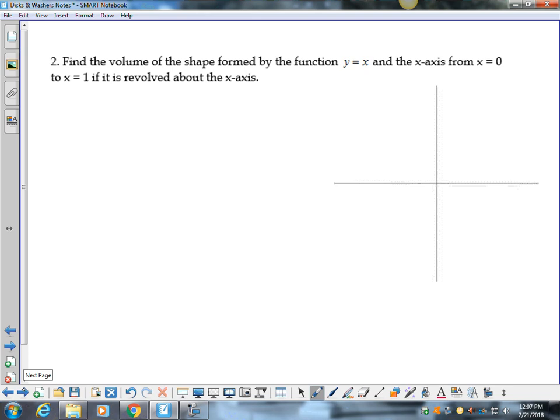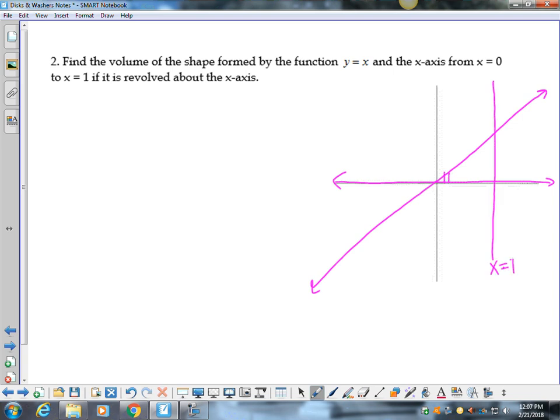Number 2, find the volume of the shape formed by the function y equals x and the x-axis from 0 to 1. I'm rotating on the x-axis, so that's a horizontal line of rotation, which means my rectangle is going to be vertical.